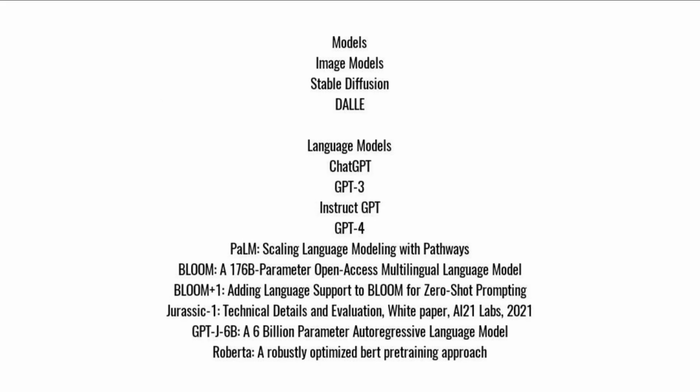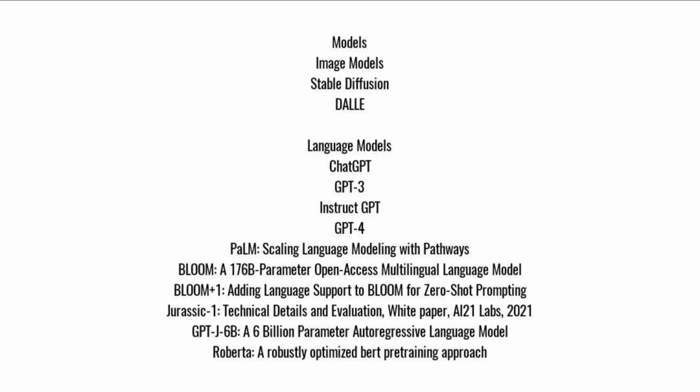Models. Image models. Stable Diffusion. DALL-E. Language models. ChatGPT. GPT-3. InstructGPT. GPT-4. PaLM, scaling language modeling with pathways. BLOOM, a 176B-parameter open-access multilingual language model. BLOOM+1, adding language support to BLOOM for zero-shot prompting.